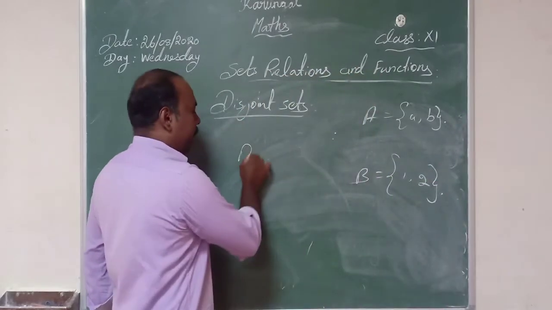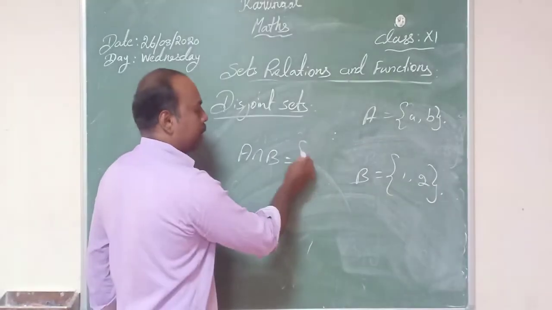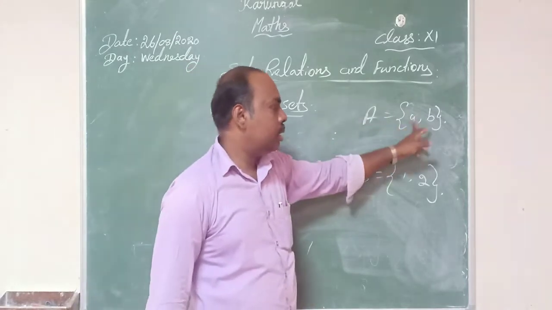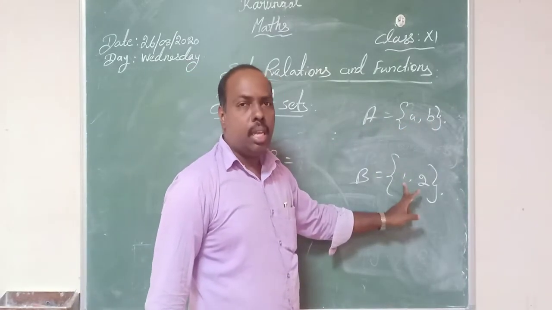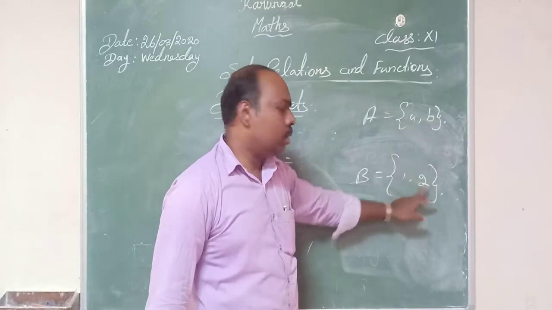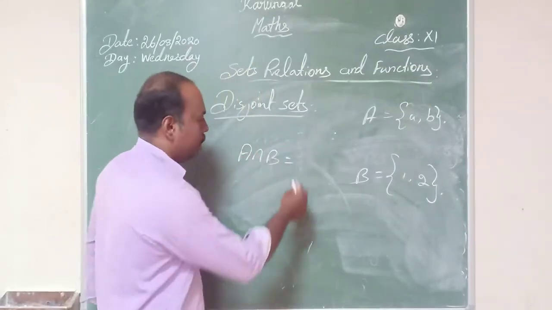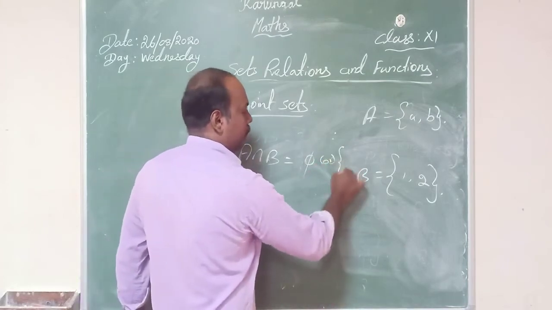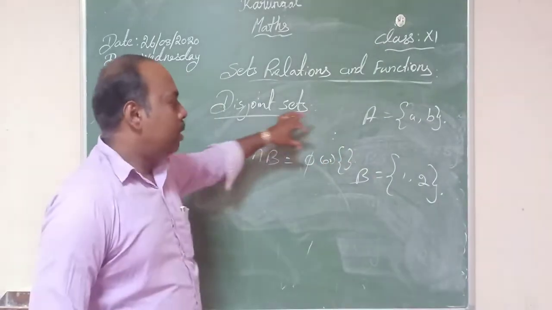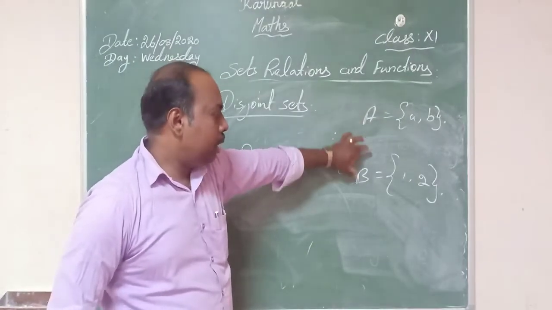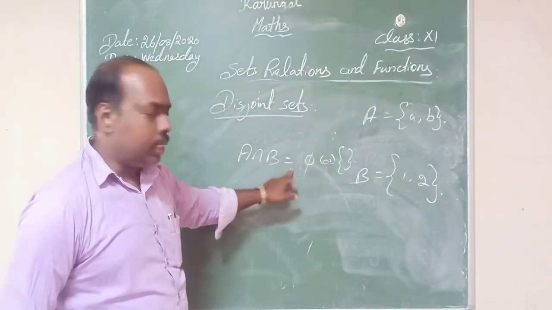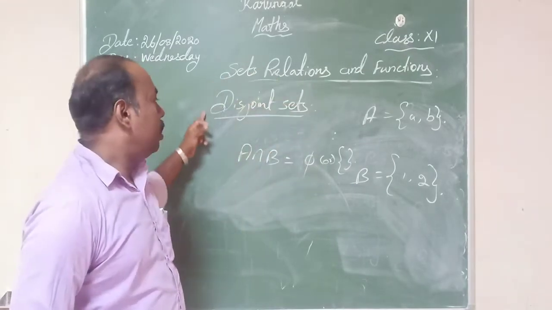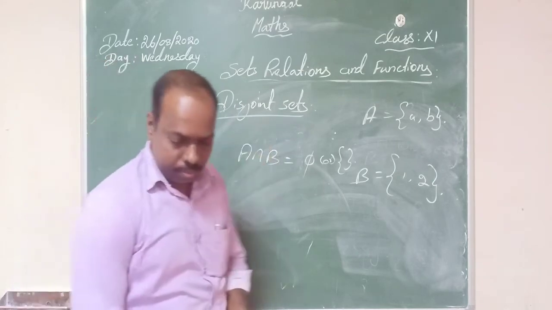Now we are going to find A intersection B. So A intersection B equals, what is common here? Nothing. No common. These are letters, these are numbers. So A comma B and 1, 2, there is no common element. So A intersection B equals the empty set. So if you take 2 sets, A and B, and there is no intersection, A intersection B equals empty, that set is called disjoint sets. Understand?